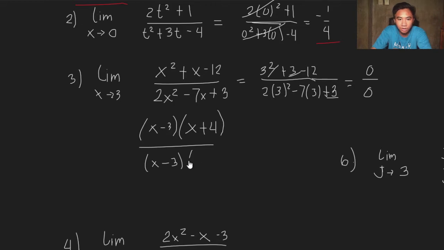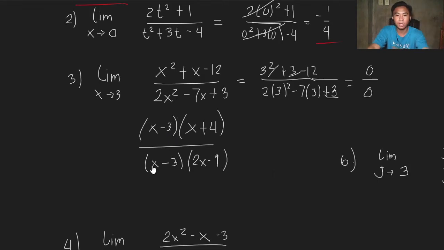Ganyan lang. Dito naman is ito, 2x squared. X lang to. So, kailangan natin may 2x dito. And then, ano bang i-multiply natin para maging negative 3 tapos maging positive 3? So, that will be negative 1. Yun yung kinagandahan ng limit.